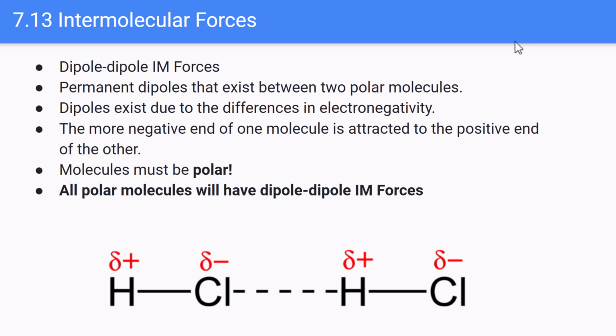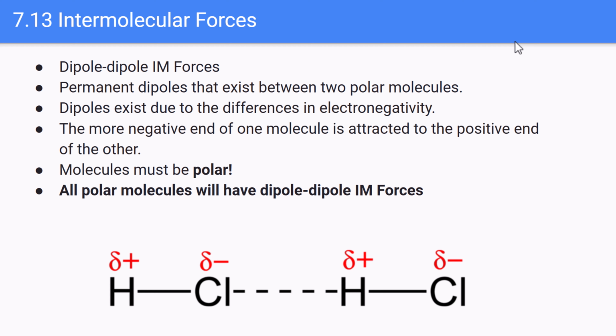The chlorine on HCl has a relative negative charge, while the hydrogen has a relative positive charge. And that's permanent, right? It has nothing to do with the random distribution of electrons. It has to do with the fact that chlorine is more electronegative than hydrogen. And so as a result, it will have that permanent negative charge associated with it. It's going to be attracted to the hydrogen, which has a relative positive charge that's associated with it. So in order to have dipole-dipole interactions, the molecules must be polar.